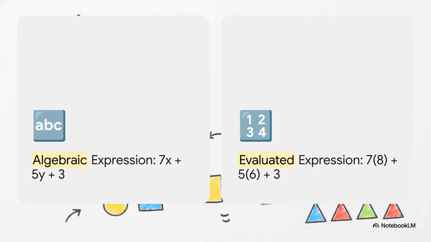So on the left side, we've got 7x plus 5y plus 3. Now those x and y variables, think of them as just empty boxes waiting to be filled. The number sitting right next to the variable, like the 7 or the 5, is called a coefficient, and that just means multiply. So let's say we are told that x equals 8 and y equals 6. We just drop those numbers right into their boxes. The expression becomes 7 times 8 plus 5 times 6 plus 3. We bring back our handy order of operations, multiply to get 56 plus 30 plus 3, and evaluate the final answer to be 89. Pretty satisfying, right?